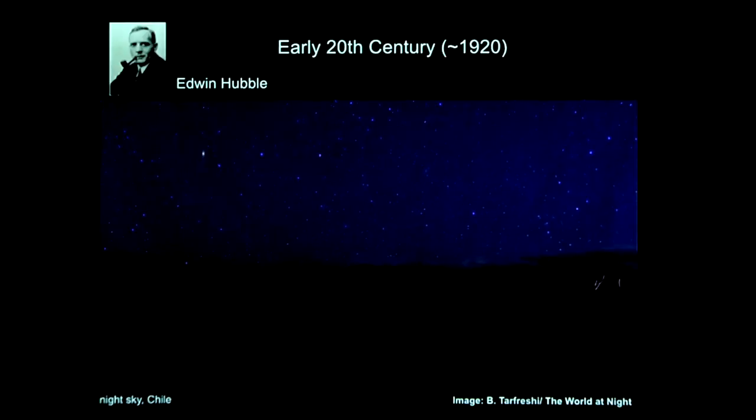So this is a picture of the night sky from Chile. Okay, and so Edwin Hubble here around the year 1920 was looking at a particular smudge up here. You see this thing here? That's the Andromeda Galaxy. Of course, at the time, it was just called the Andromeda Nebulae. People weren't sure exactly what it was.